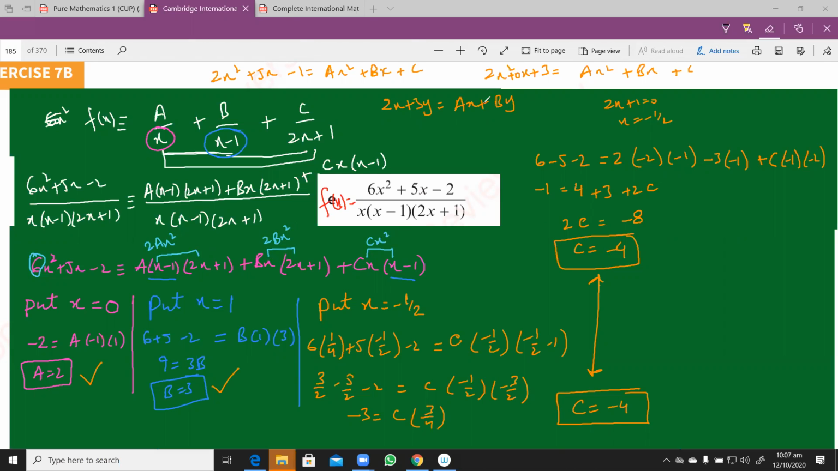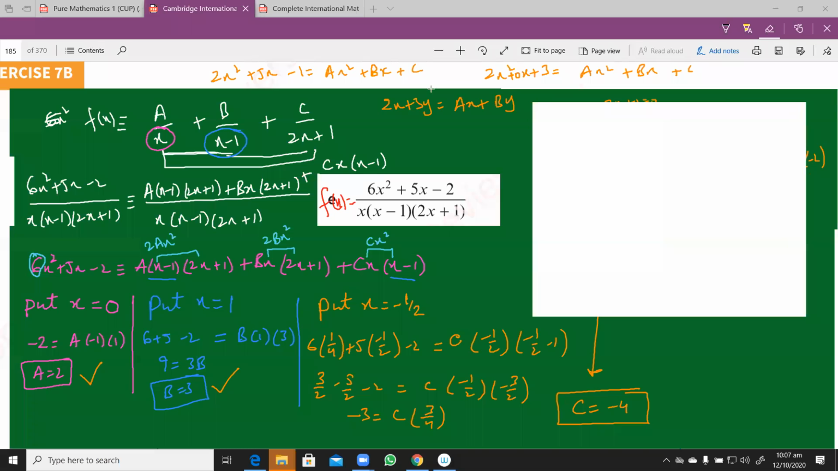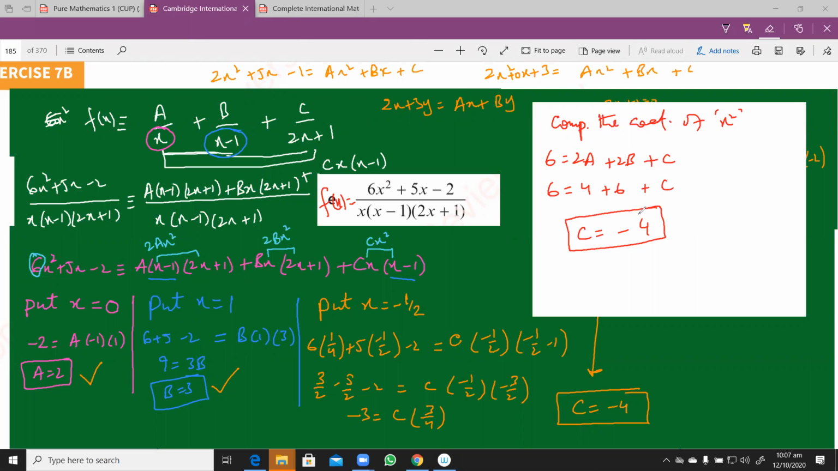Okay. Now I'll be saying that by comparing the coefficients of x squared, I have 6 equal to 2a, and I'm going to use the value of a as well. That is 2 into 2. Let's say 2a, then I have 2b, then I have c. Let's use the values of a and b. So this is going to be 4 plus 6 plus c. So you see that this is going to be minus 4. Okay? Got it?